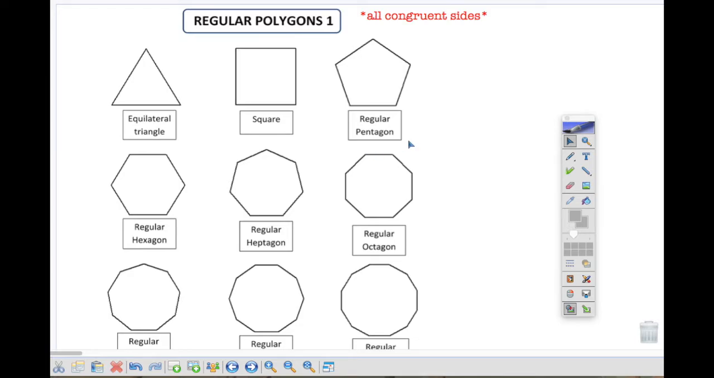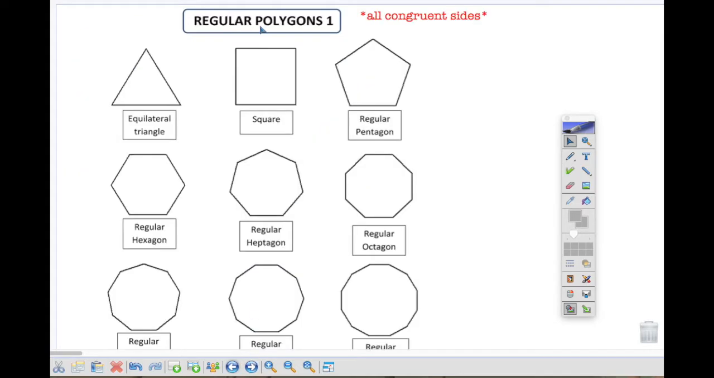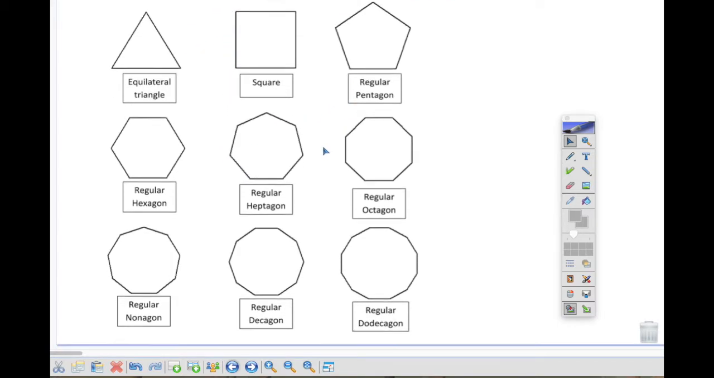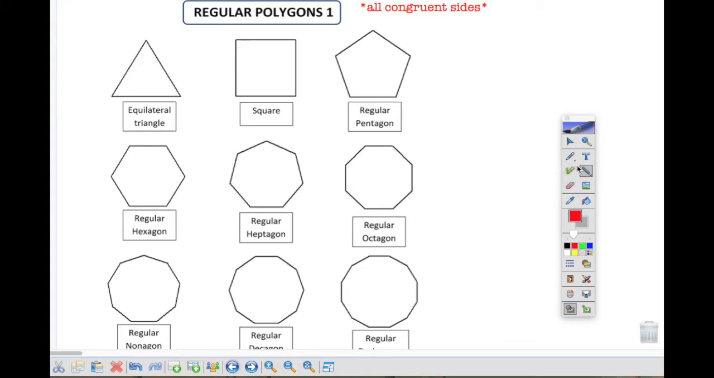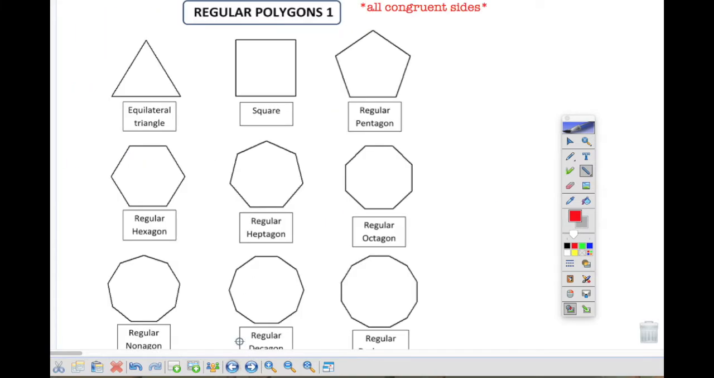Let's look at our regular polygons. Like I said, this hexagon, which has 6 sides, had 6 lines of symmetry. Regular polygons are polygons with all congruent sides. An equilateral triangle has all congruent sides. And then these are the other names of the shapes that you need to know. Let's see if they have the same number of lines of symmetry as number of sides.